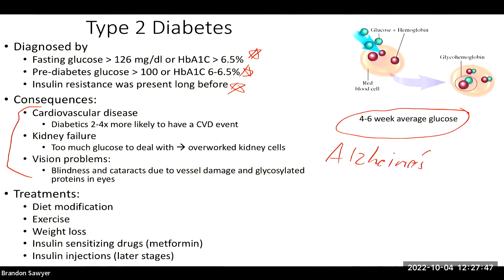Alzheimer's disease is actually known in the literature, in a snarky way, as type 3 diabetes, because it's so common. Most type 2 diabetics will have some level of mental decline because of the effects of high glucose on neurons, which damages neurons so significantly. And so the treatments definitely are mostly lifestyle, as well as insulin sensitizing drugs, and then in later stages, insulin injections.